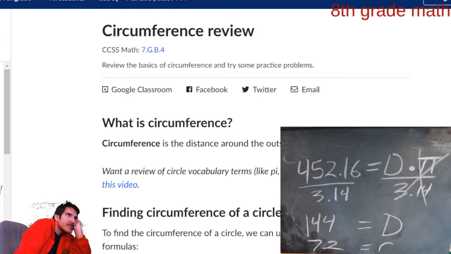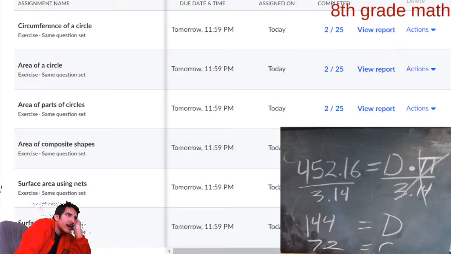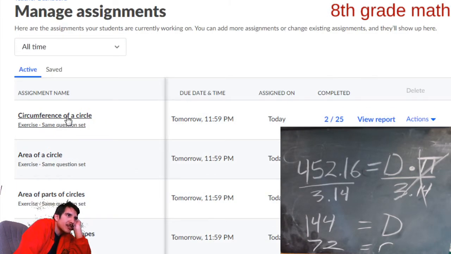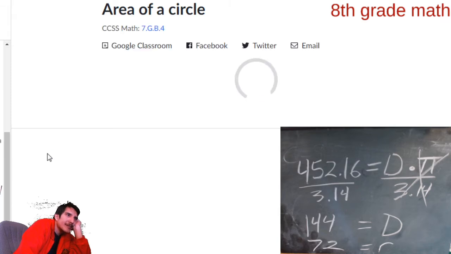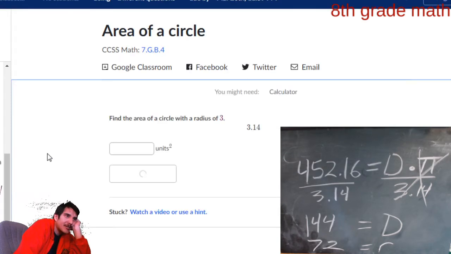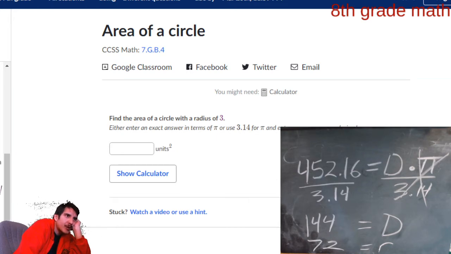Oh, okay. So there we go. We finished that one. Okay, so circumference of a circle, done. Good job. Now let's do area. Area is a little bit different formula, but we're gonna solve it kind of the same way. So let's see if you can see the problem pretty good.